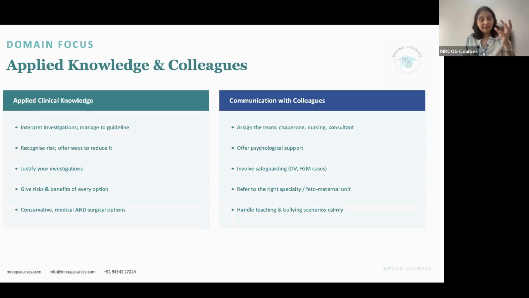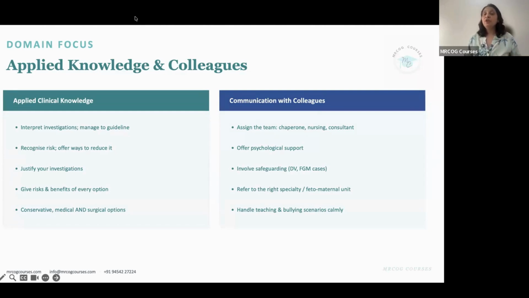Always give risks and benefits of every option. Like sometimes the role player definitely asks you, which is good for me. This is a trap. Do not say which is good for me. Give her all the options and then give her the pros and cons so that she can select one. Because if you say this is good for you, it doesn't go well, because that's not patient safety here. Conservative, medical and surgical options all need to be discussed. Starting from no treatment, which is also a treatment. Okay. So that is also very important.